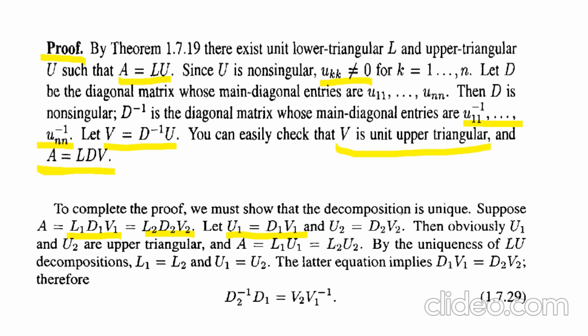because here V is D inverse U, and U is equal to DV. So D1 V1 will be equal to U1, and similarly if we consider A is equal to L2 D2 V2, then U2 is equal to D2 V2. Then obviously U1 and U2 are upper triangular.